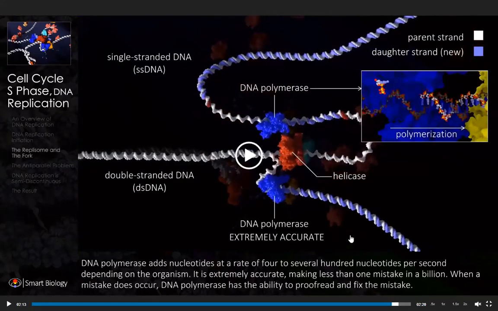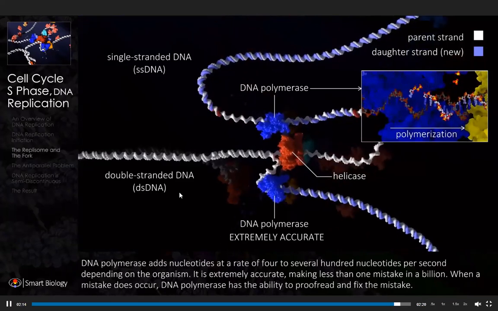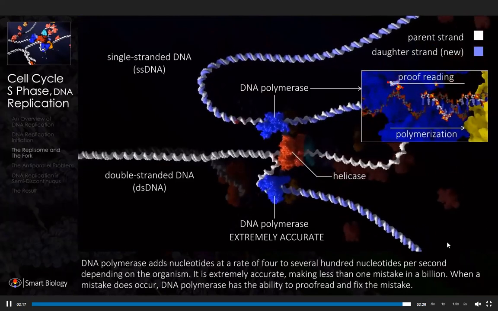The DNA polymerase is extremely accurate. I'm going to talk about this a little bit later as well. And it rarely makes mistakes. And I'll explain to you how it prevents itself from making mistakes. It makes less than one mistake in a billion. So when a mistake does occur, the DNA polymerase has the ability to proofread and fix that mistake. But I'm going to explain this in more detail later on. Let's look at the videos first.